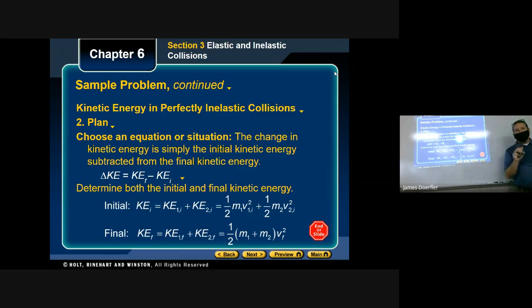The final is going to be a little different. Okay? Because in a perfectly inelastic collision, they come together and stick together. So to calculate your final kinetic energy, you take 1/2 times the sum of the two masses multiplied by the square of the velocity.